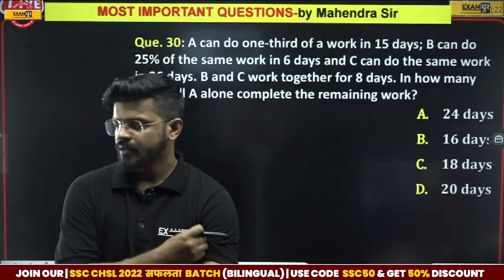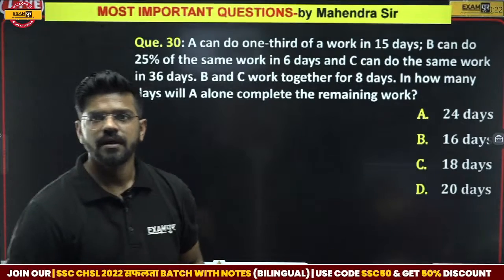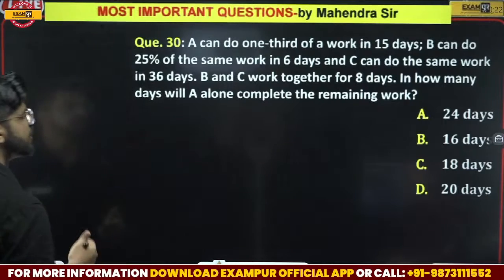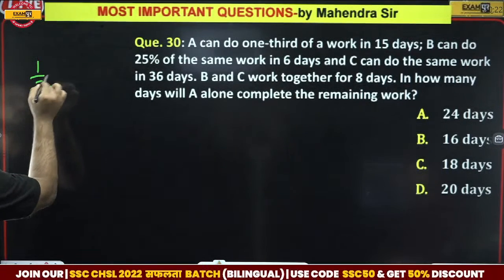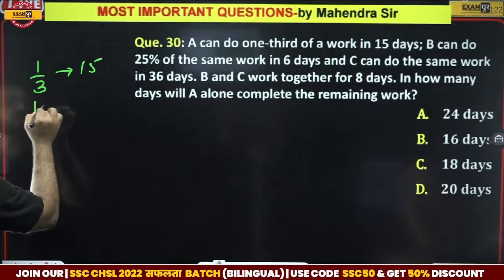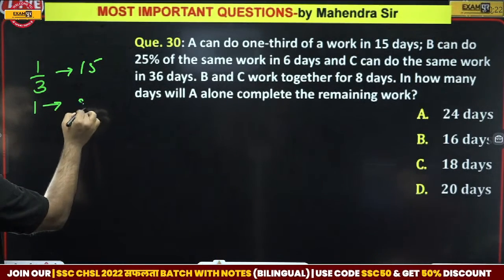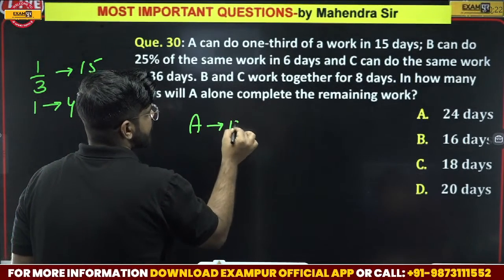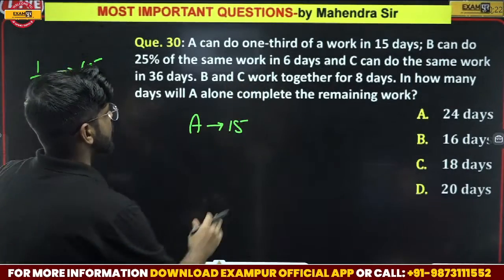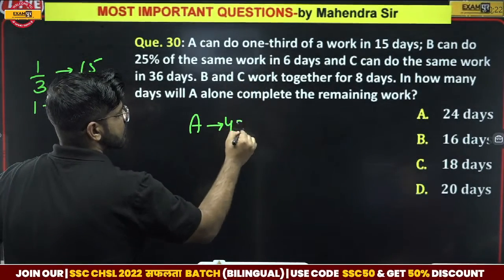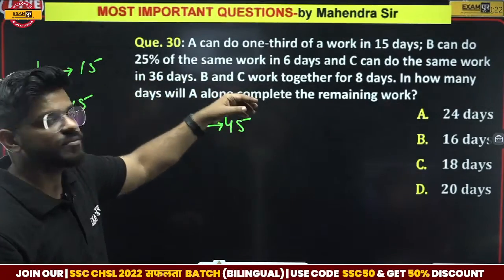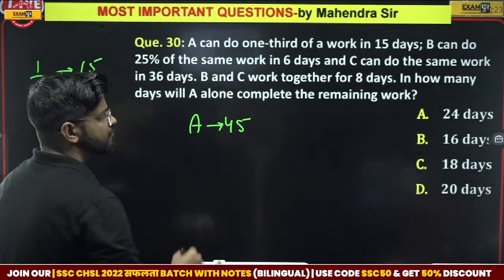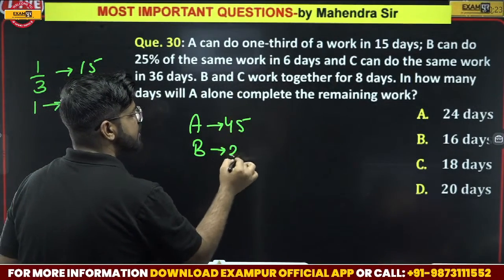Next question. Tell me the answer for this question. A can do 1/3 work in 15 days. If 1/3 work is done in 15 days, then the full work will be done in, just multiply by 3, 45 days. So A can do it in 45 days. B can do 25%, which means 1/4, in 6 days, so multiply by 4. B can do it in 24 days.